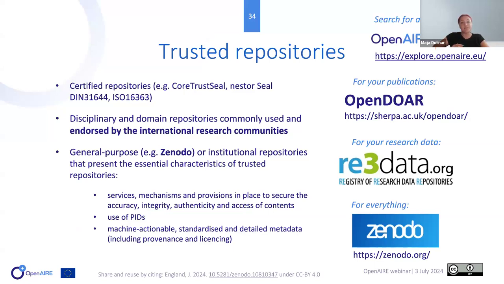Horizon Europe considers three types of trusted repositories. The first ones are certified repositories. You can see this from the websites of the repositories, where they clearly state or have a badge that they are certified, either with a CoreTrustSeal or others.